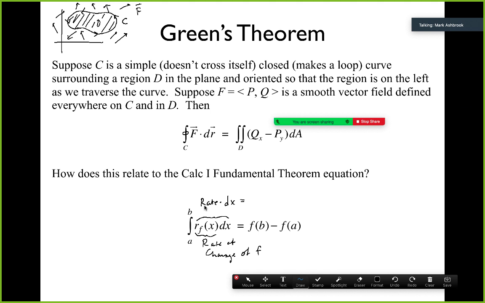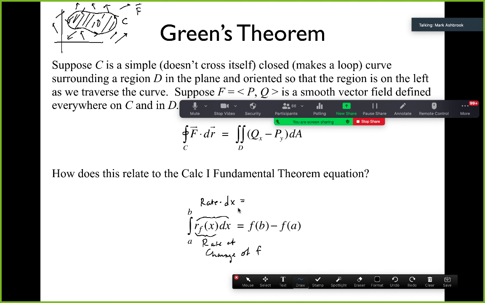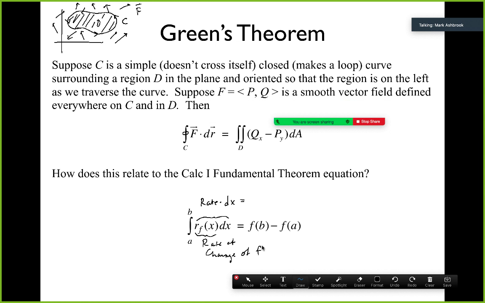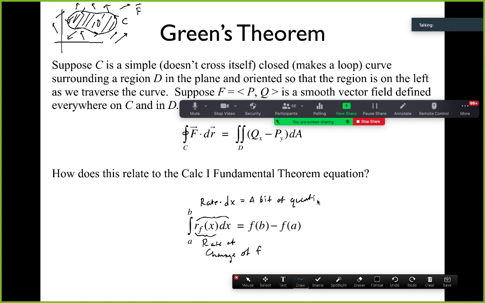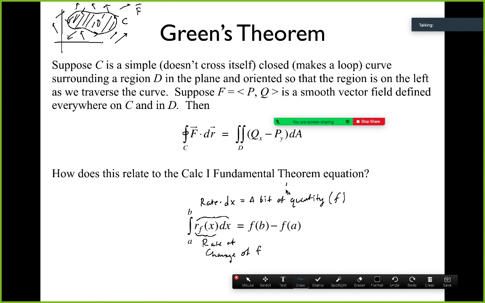And we saw this earlier when we had those multivariable rate functions. We did rate times dx times dy. And when we did that, we got a little bit of whatever the quantity was. And that quantity represented by f. So this equals a bit of the quantity, a little bit of the quantity, right? When you do rate times dx.